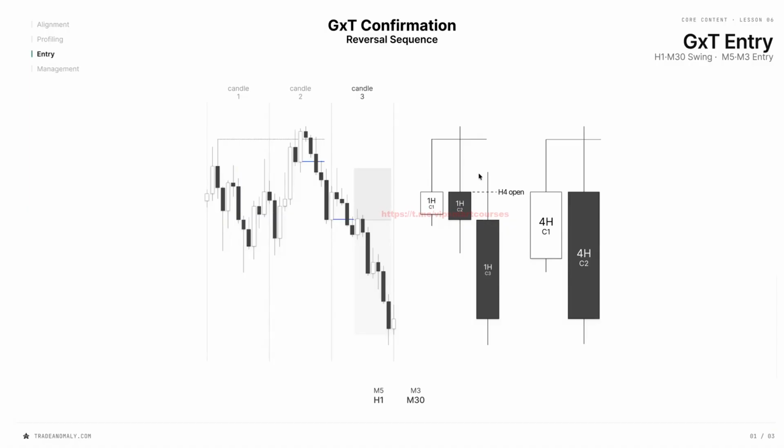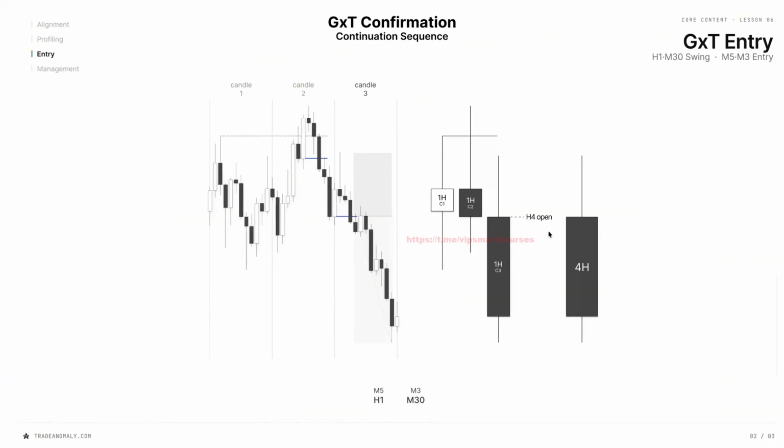How are we going to confirm the high of C3? The wick is an order block. Once we have that change of state delivery, you are good to enter, at least targeting 2R. Now let's go over the continuation sequence.